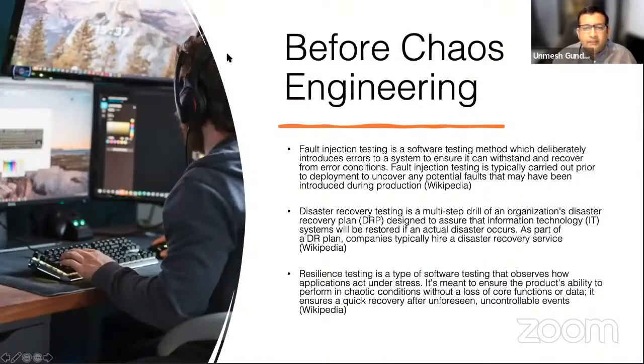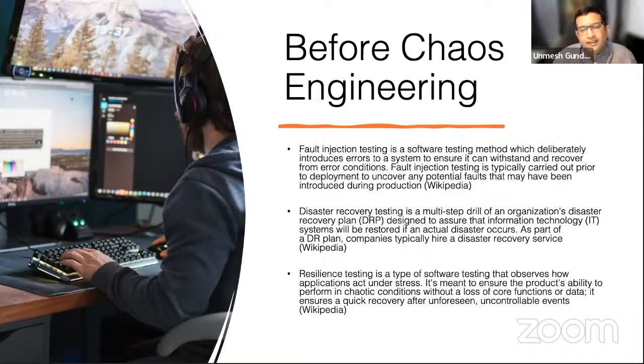So chaos engineering is not new, right? Chaos engineering talks about injecting faults. In the testing world, we earlier had fault injection testing. It is a method to inject faults in your system and see how your system behaves, and how it withstands or recovers from those errors, right? So we have been doing this for many years.